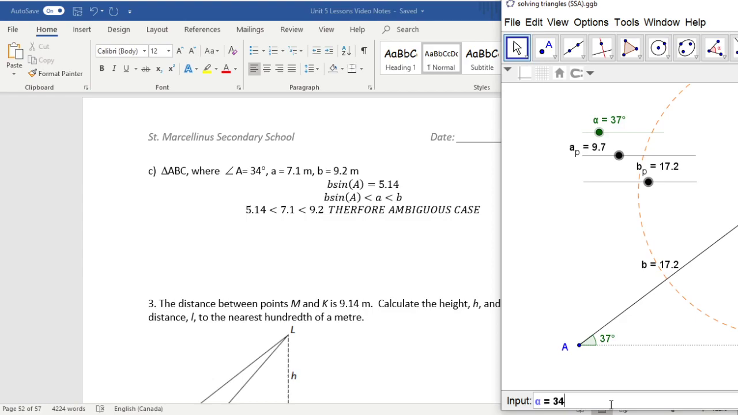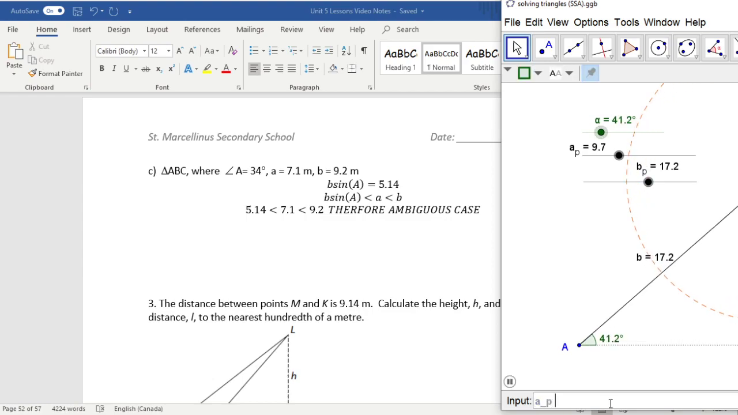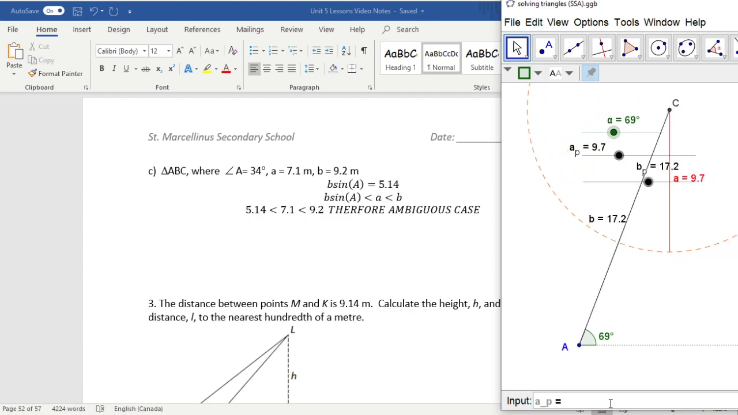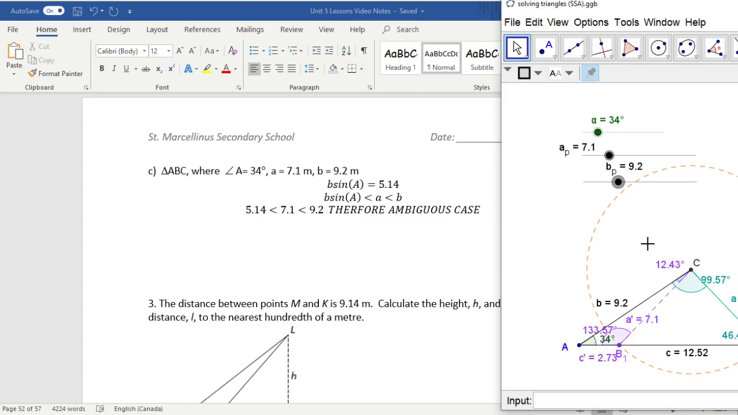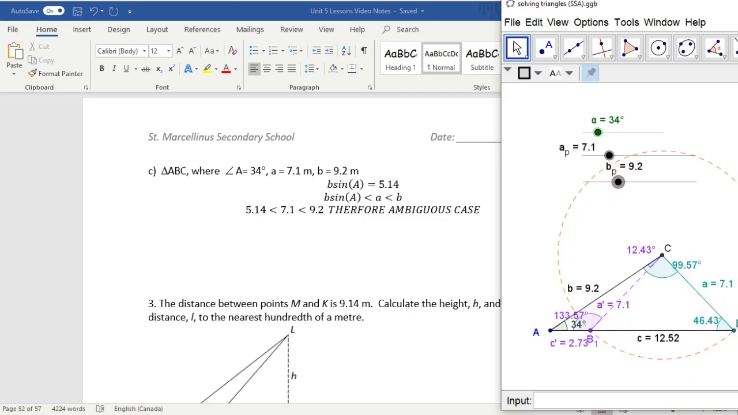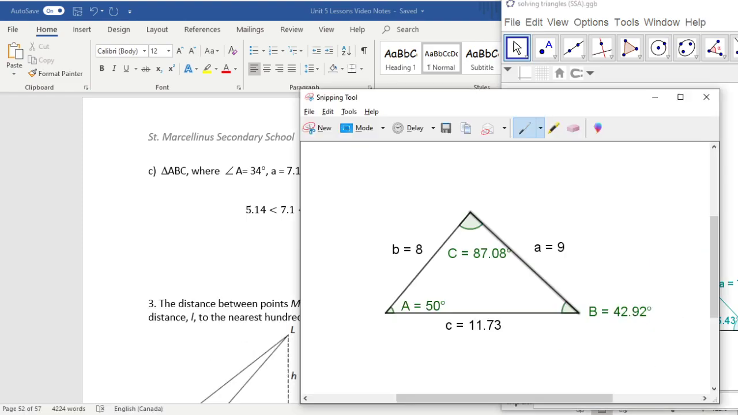So alpha is 34 degrees. The parameter A is 7.1. And the parameter B is 9.2. Okay, now if you do this, I'm just going to get rid of the circle just to hopefully make this a little bit easier to show. Okay, these are the two answers you should get.